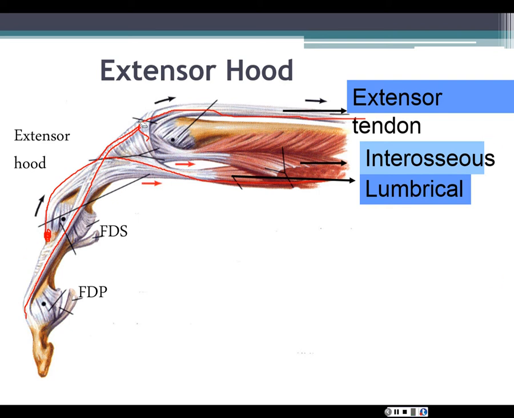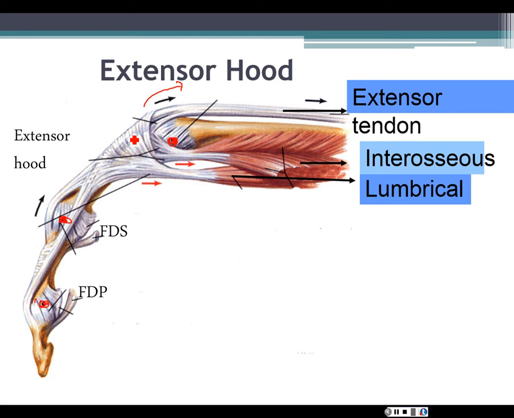So let me get rid of all this. So looking at it again here, we have to look at the center of rotation. So each one of these joints is going to have a center of rotation. So here's our metacarpophalangeal joint, our proximal interphalangeal joint, and our distal interphalangeal joint. So based on this, obviously the extensor digitorum is going to come back here. It's behind the joint, so it's going to cause extension.